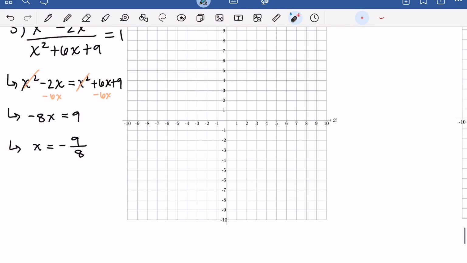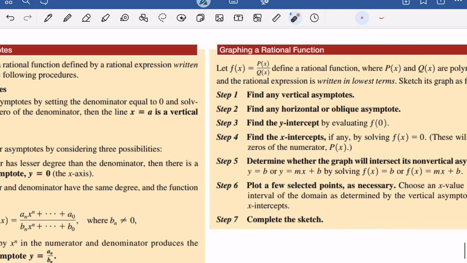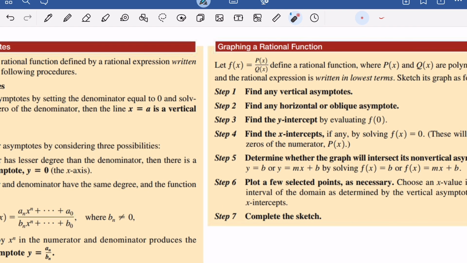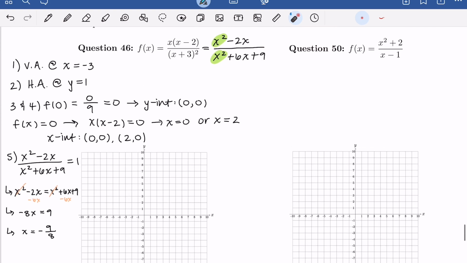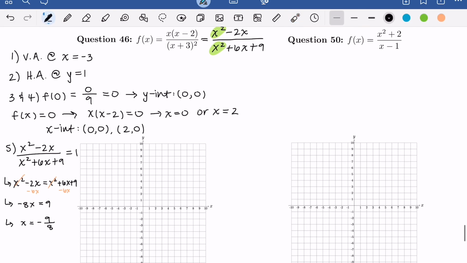And then lastly, the sixth step in this case is going to be to plot a few selected points as necessary, so maybe if we need a better idea of the shape of the graph. So let's plot everything else for now and see how far we can get. Let's do our asymptotes in this color here. Our vertical asymptote is going to be at x is equal to -3, so it'll be on this line here. And then our horizontal is going to be right here at y is equal to 1.